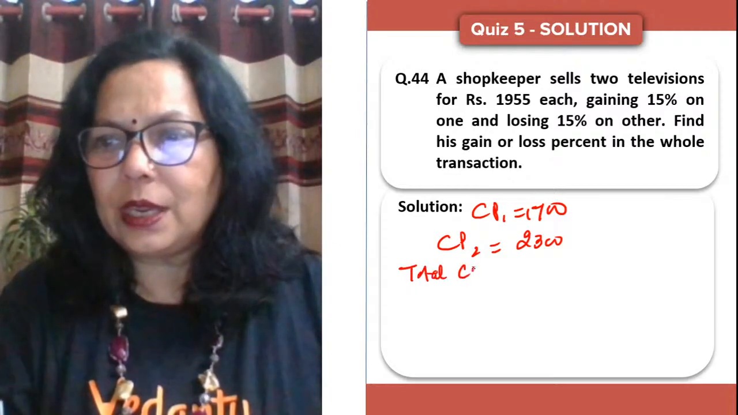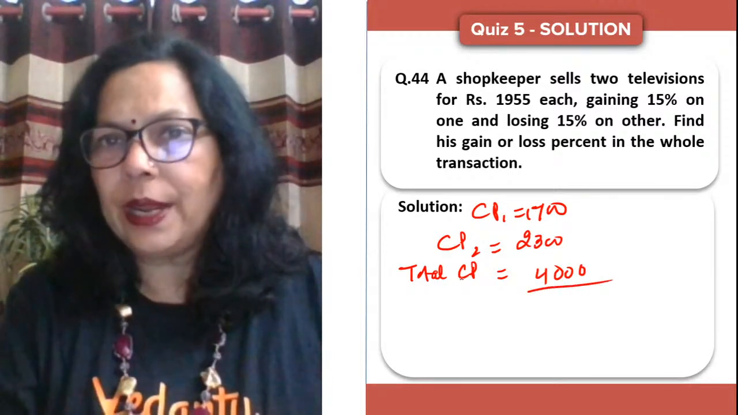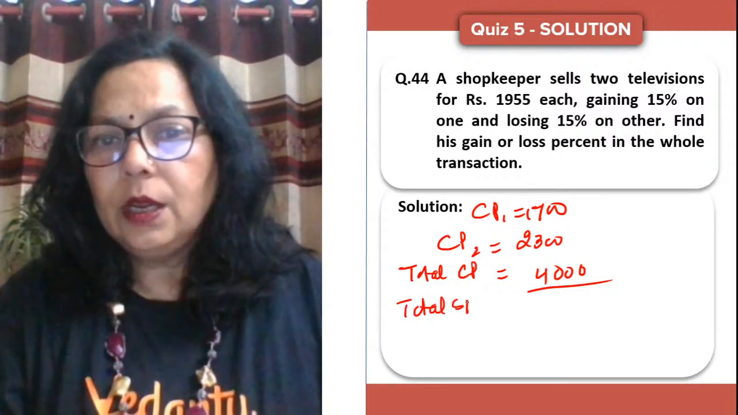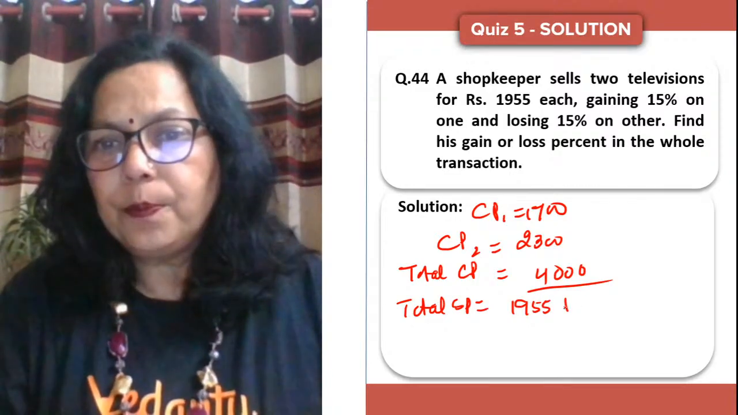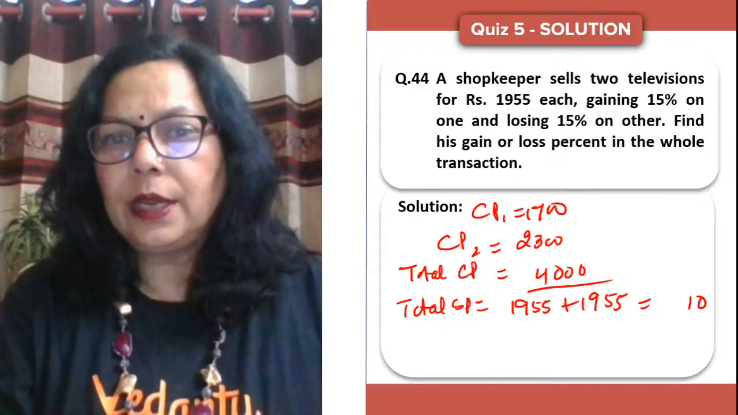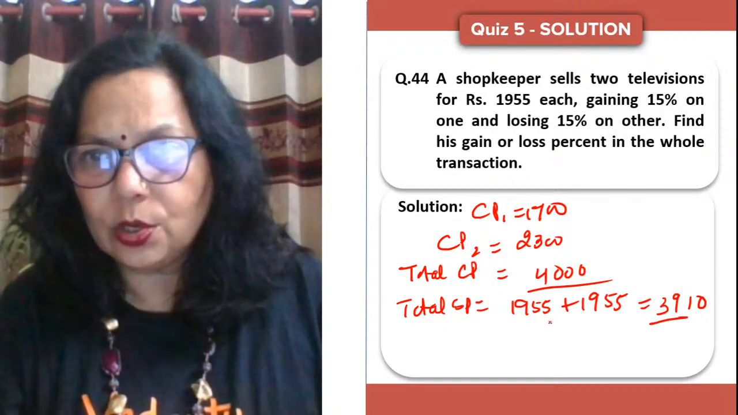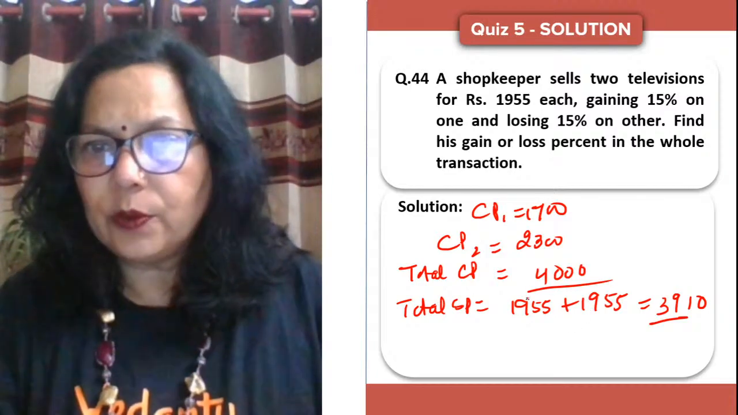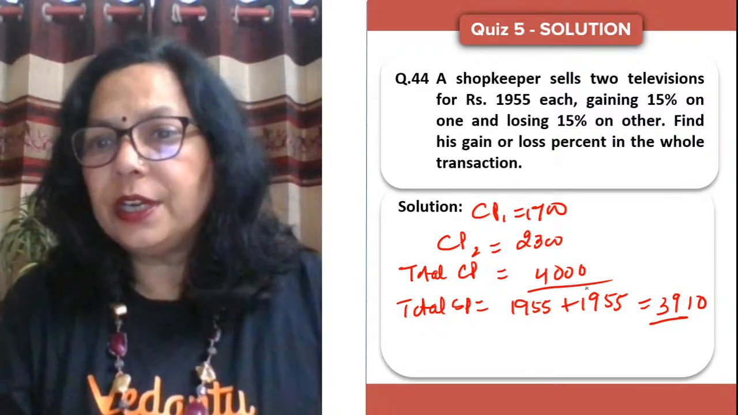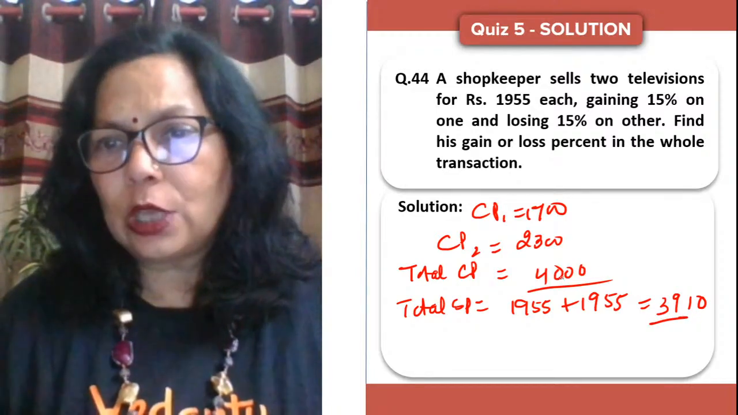So total CP is how much? Very good, Manas. 4000. Right. Now you have to find out what is the total SP. Total SP is 1955 plus 1955. That gives you 3910. Is it coming 3910? Yes. Now you have to find out the difference. The difference is how much? 90 rupees. This is 3910, CP was 4000.